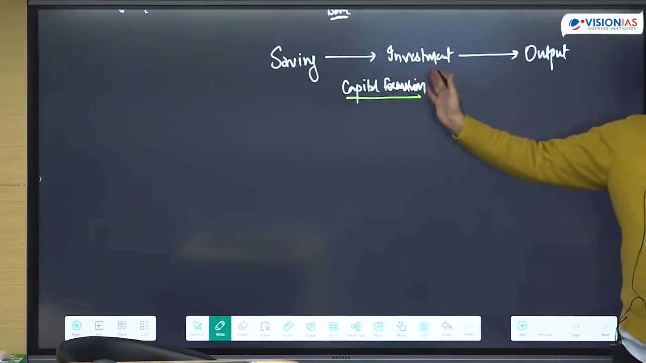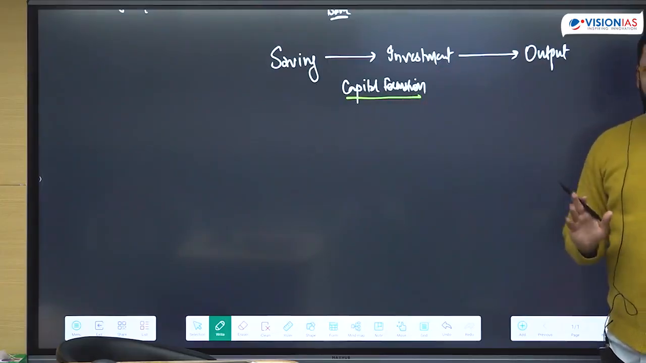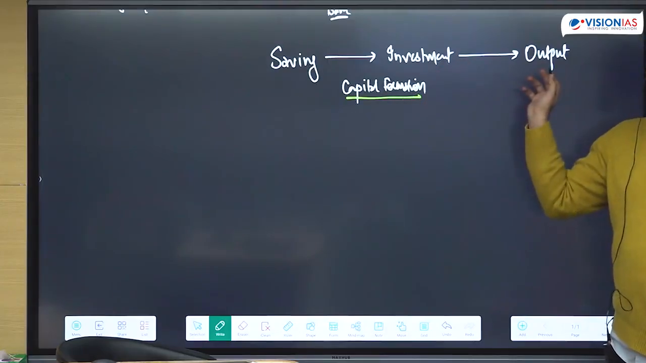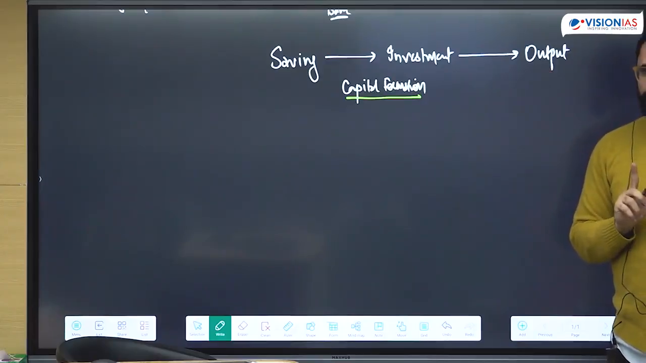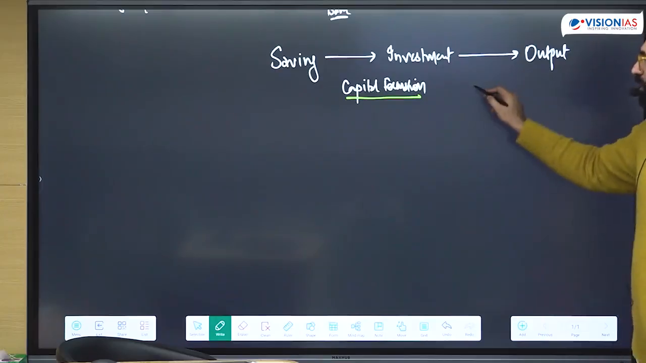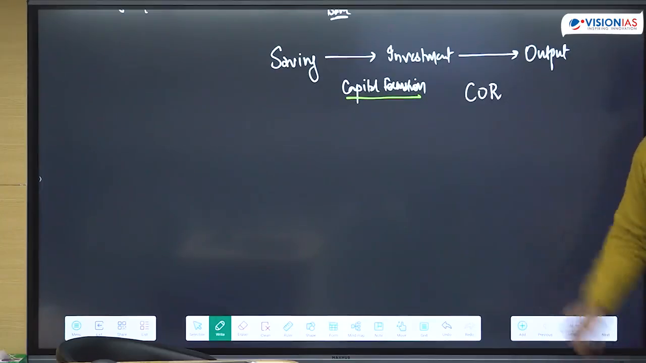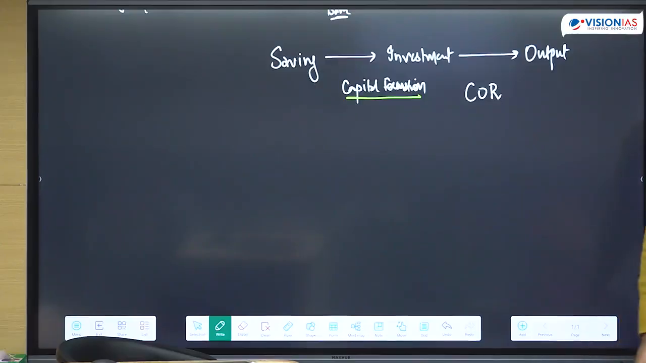Savings were converted into investment. This is nothing but capital formation. But that investment has to generate output as well. How much investment would be required to generate output of 1 unit? That is understood through a variable called the capital output ratio. Capital output ratio says how much investment is required to generate output worth 1 unit.